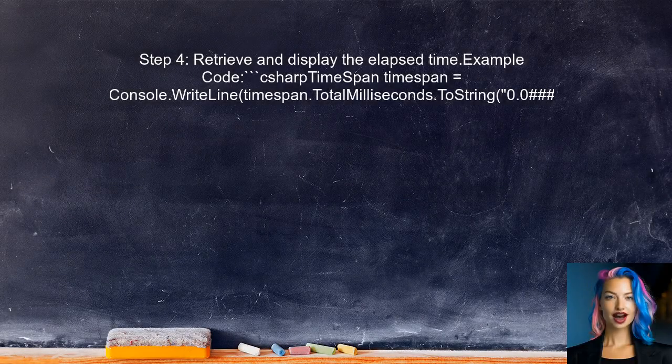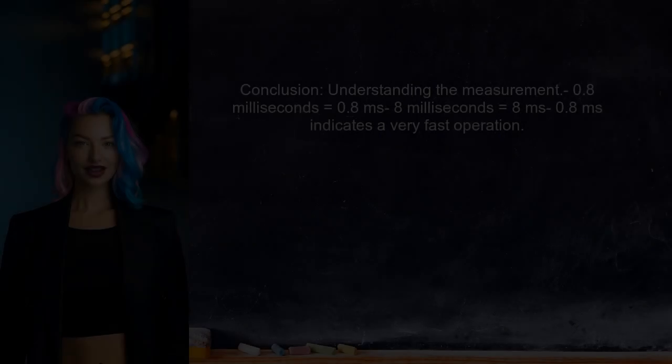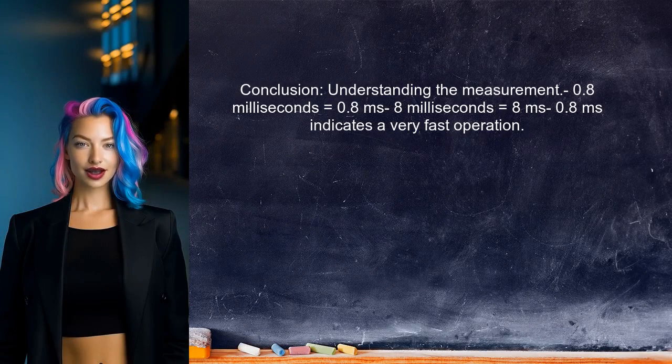Finally, the user can retrieve the elapsed time and display it. The TotalMilliseconds property will give the time in milliseconds, which is what the user is looking for. If the user is seeing a measurement of 0.8 milliseconds, that means the operation is indeed very fast. It's important to remember that 0.8 milliseconds is not the same as 8 milliseconds.